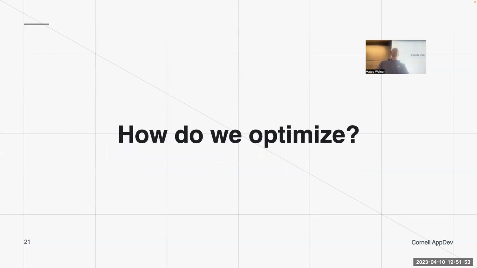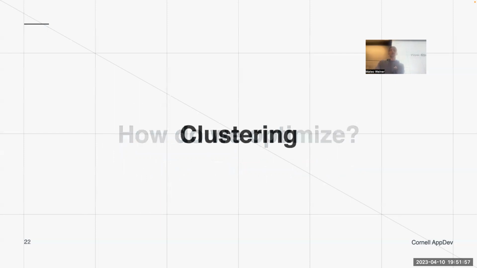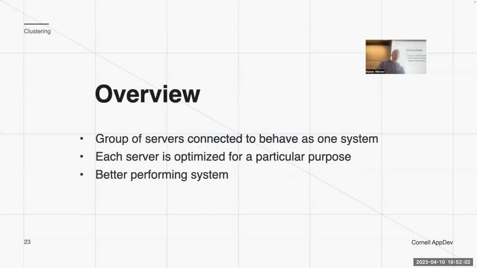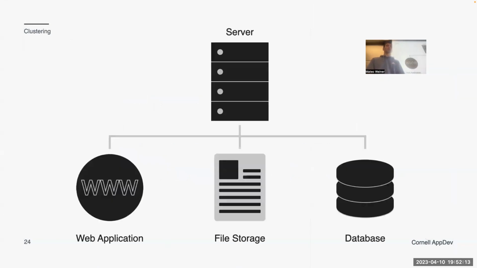So once we get these servers up and we have our app deployed, what are possible ways for us to optimize these servers? The first one is clustering. Clustering is a technique where you have groups of servers, but they connect as one system. Each server is optimized for a particular purpose, and it allows for better performing systems. So this is an example. If we have a server and we want to cluster our applications into a web application, a file storage system, and then a database, that way the server can communicate with each of these separately.